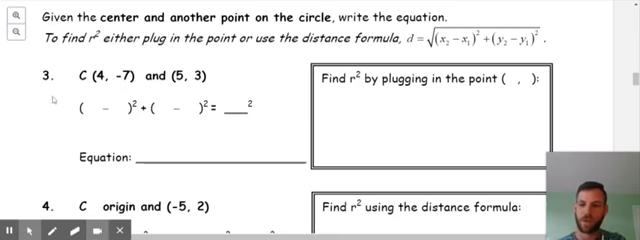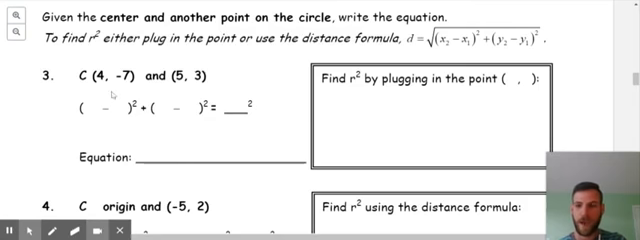So to start with, the two methods to do this process, where you're given a center and another point on the circle, are these: you can substitute or plug in the point you're given, in addition to the center, into the equation for where x and y are, or you can use the distance formula to see how far apart the center and the point are, and then use that as the r value. So let's start with plugging in the point.